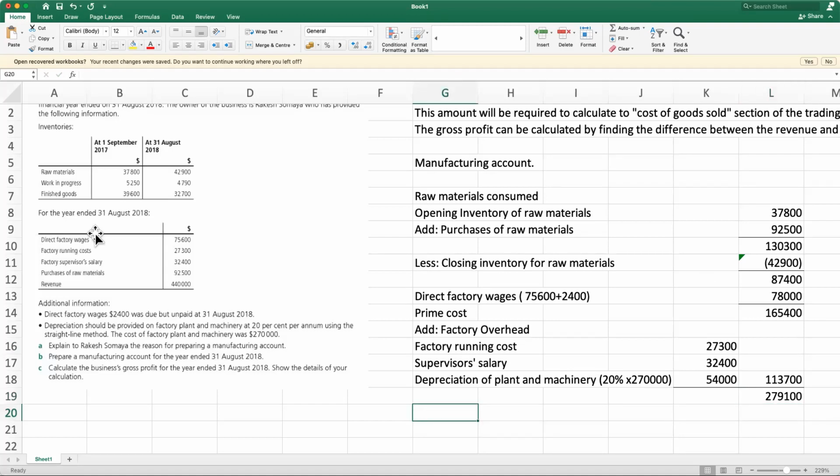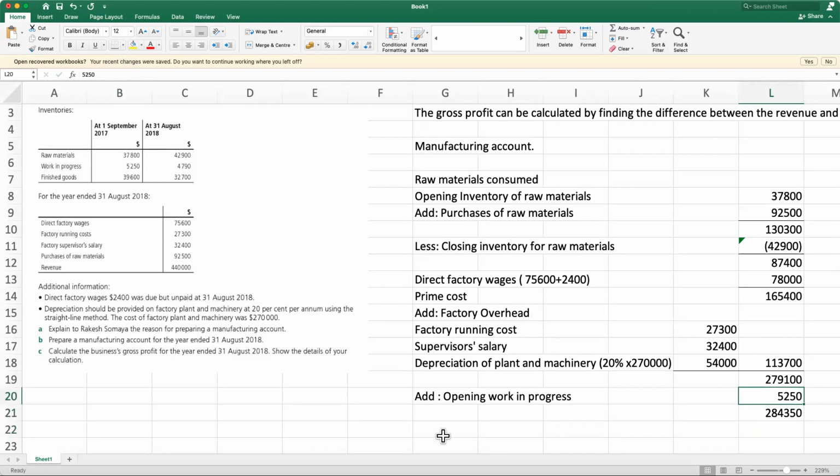After you get it, this is where you put in your work in progress. So if you look at your changes in work in progress, you can see 5250 to 4790. There's a decrease in your work in progress. It means that you have completed more of your finished goods. So add opening work in progress. Let's put it in work in progress 5250. Add them together, you should get 284,350.